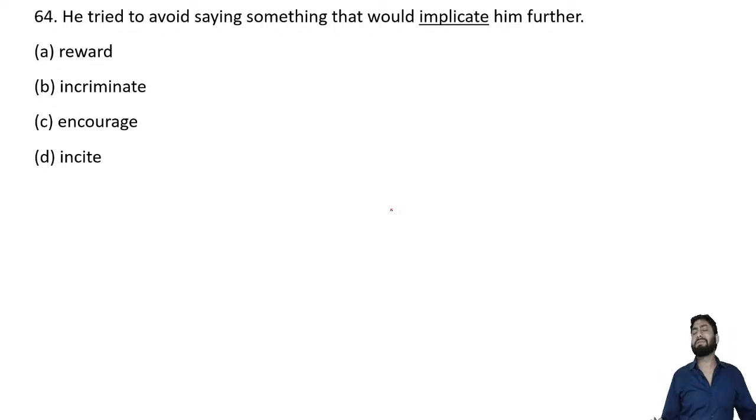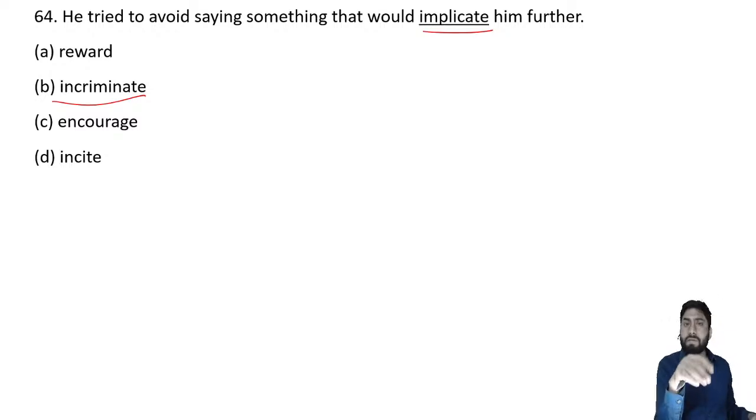Anyway, implicate is used in the legal sense. The rest is typed up properly, I think. All the options: reward, incriminate, encourage, and incite. Yes. Now, incriminate is similar to implicate. If a judge implicates somebody in some crime, he has got implicated. Even the police officers, it means he has been brought, he has been held responsible for that thing. That's implicate. If you implicate somebody, if someone got implicated.